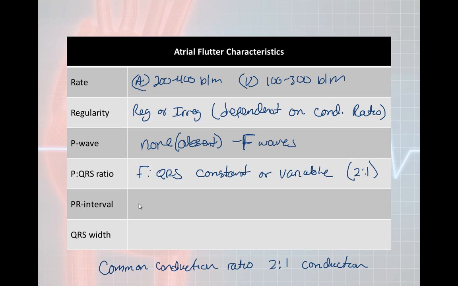The PR interval, we have no P wave, so we can't have a PR interval, so it's absent. Why? Because we have F waves. Remember, capital F waves. The QRS width, this is still an atrial problem, so there are no ventricular issues right now. So we're going to say that the QRS width could be normal or could be wide.